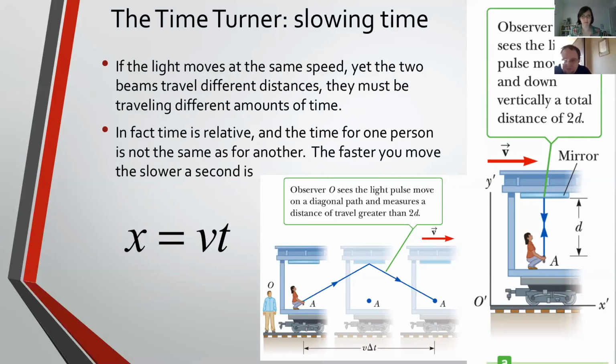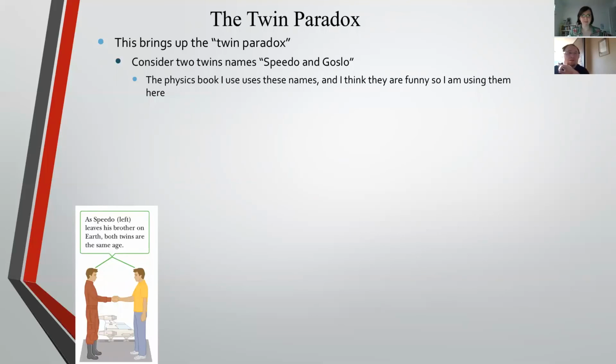Now, jumping past the twin paradox for a second, did I put it on there? It's at the end of the twin paradox. Okay, let me do one more slide and I'll go through it. This is the idea of the twin paradox. This is stolen from a textbook, and they use the names Speedo and Goslow, which I think is the funniest thing ever, so I'm using those names.